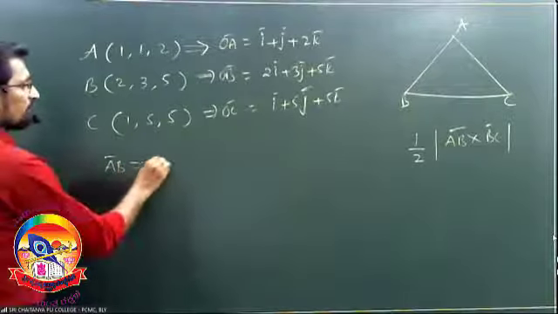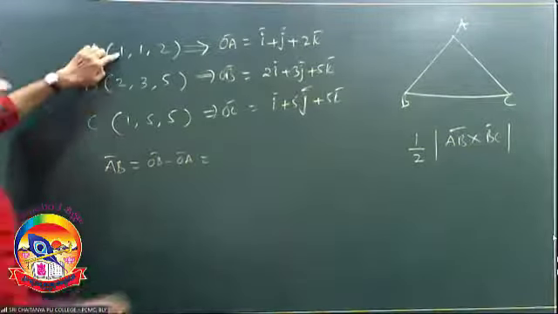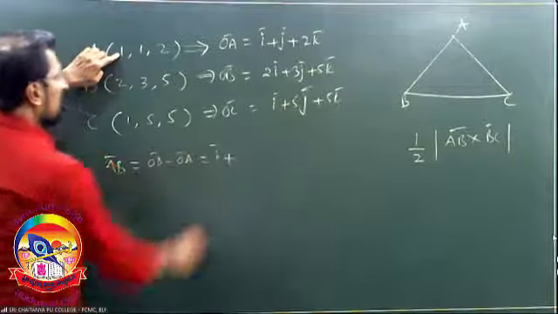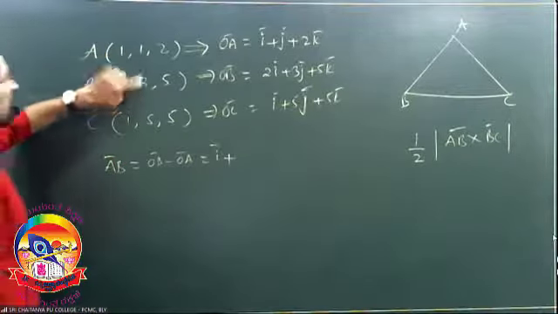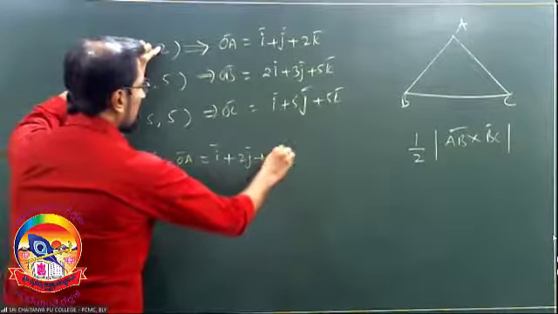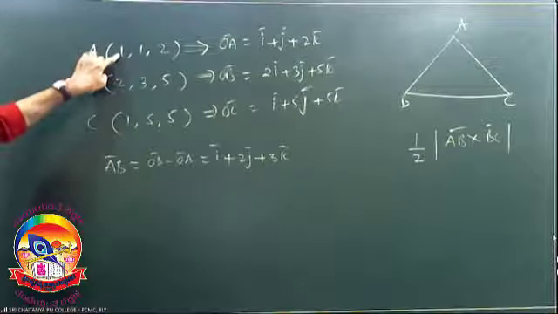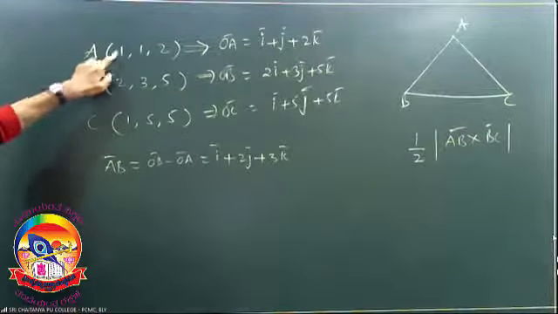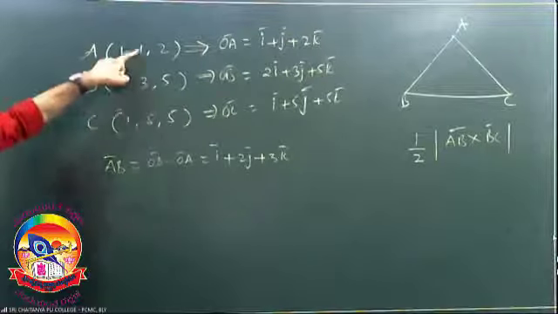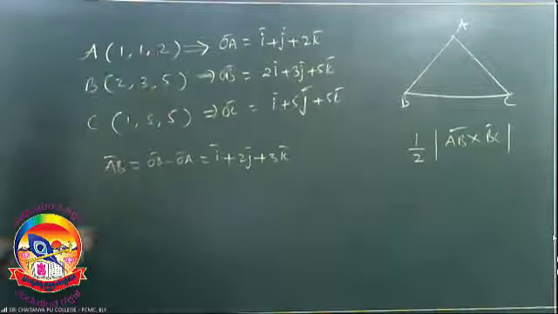AB bar is equal to OB bar minus OA bar. Now, OB bar minus OA bar is equal to I bar plus 2J bar plus 3K bar. I am repeating, AB bar is equal to OB minus OA, which is 2 minus 1, 1, 3 minus 1, 2, 5 minus 2, 3, right?